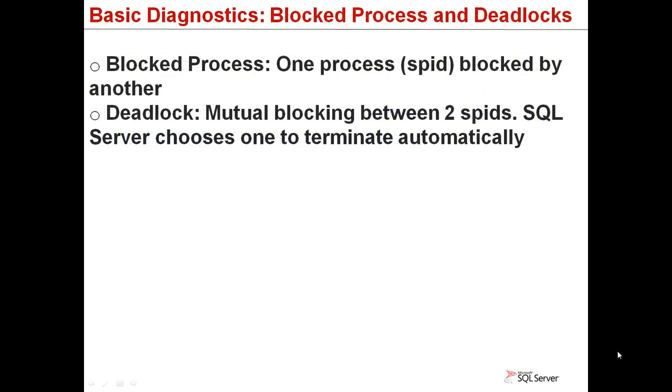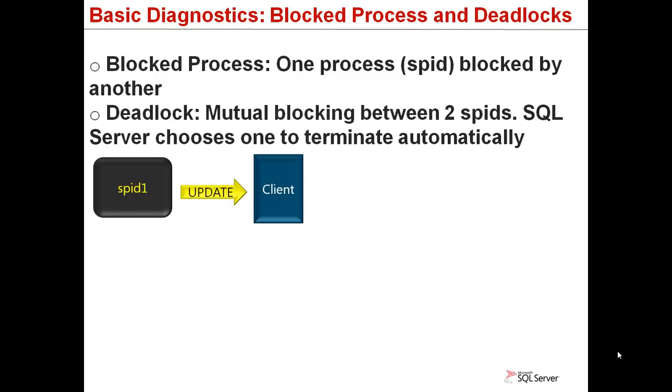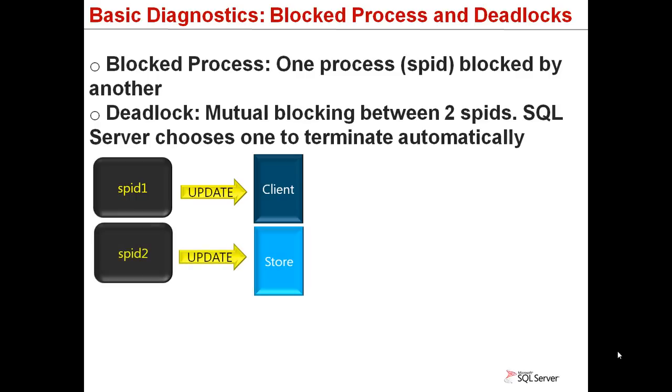A blocked process happens when a server process ID, or a spid, attempts to perform an operation and is blocked by one or more spids. And a deadlock event is when mutual blocking occurs, so SQL Server chooses one of these spids to terminate automatically. Let's take a look now at a graphical representation. So here we have a spid updating a table named client, and at the same time in a parallel transaction a different spid is updating the store table. So at this moment there is no relation between these two transactions. But now the first spid will try to update the store table and it will be blocked.